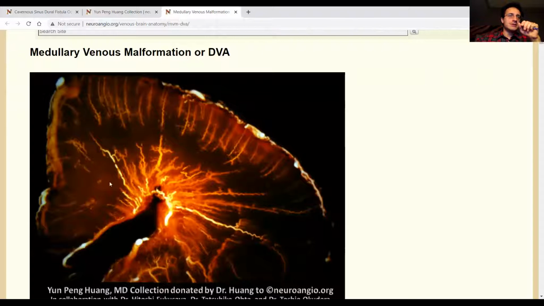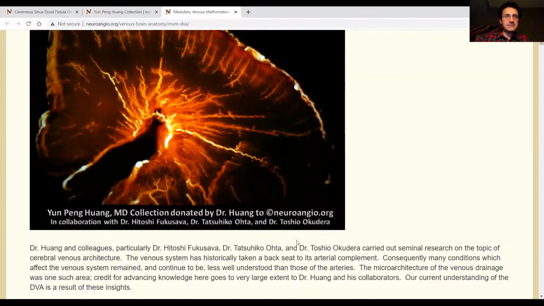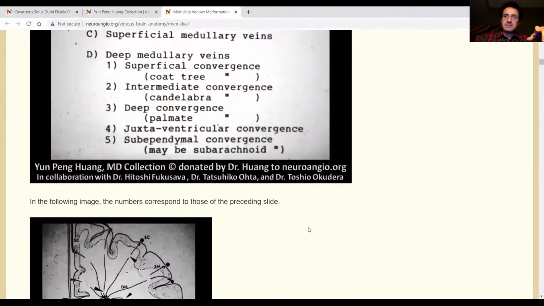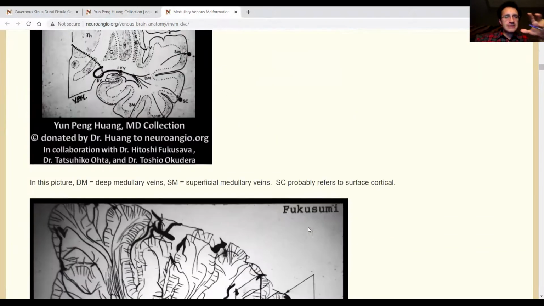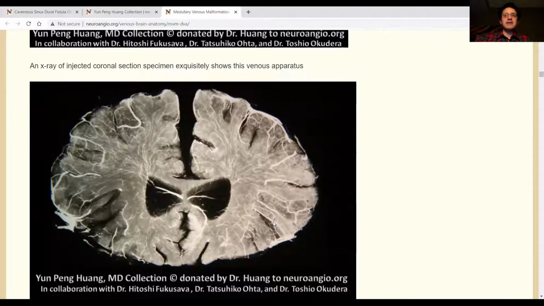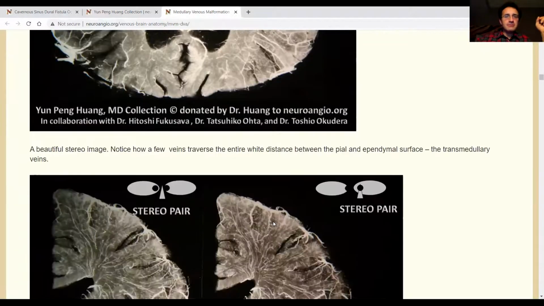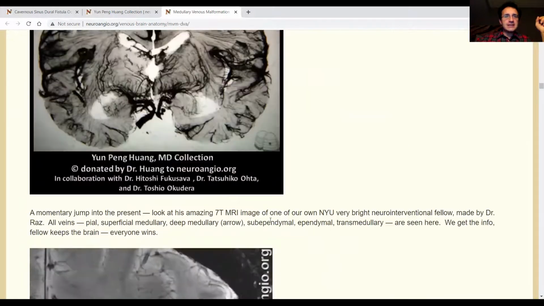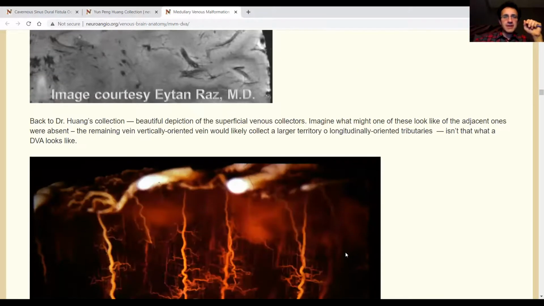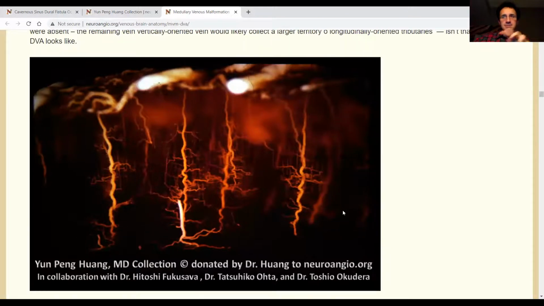These are beautiful pictures, some ex vivo embryo work. Some of his understanding basically goes into the details of what these veins are and how they're related to the formation of what we now know as DVAs. There's some beautiful work here. Here's a 7 Tesla MRI, by the way, so we can see these things very well in MR now, and on Dyna, they're beautiful as well. See these veins. These are amazing pictures.